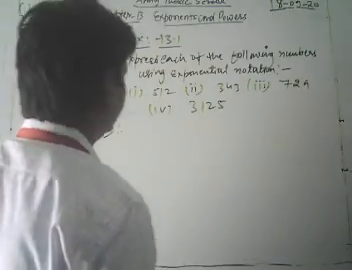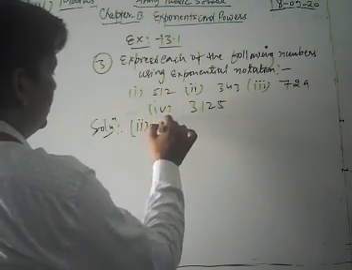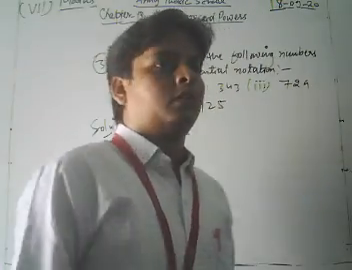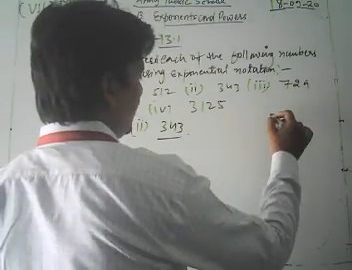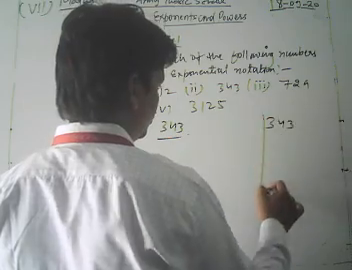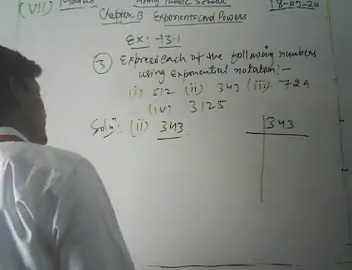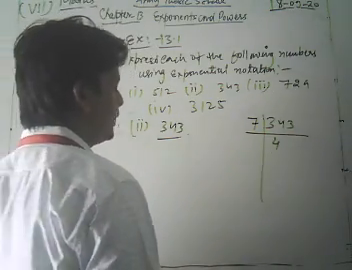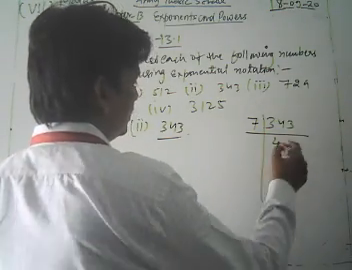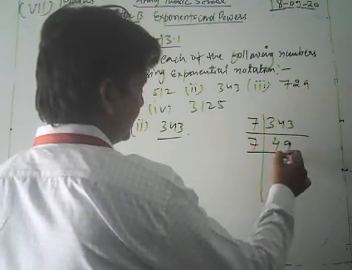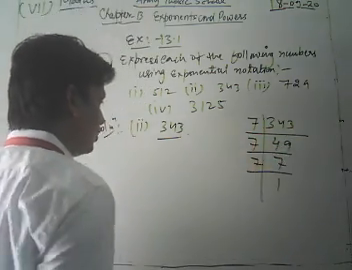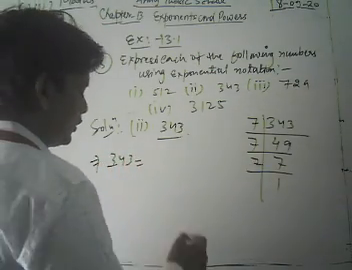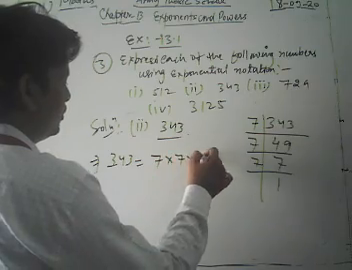Let's see. The next part of this question is 343. Look what I do. Dear friends, first we do prime factorization of 343. Divide by 7: 7 4s are 28, 7 6s are 42, 7 7s are 49. Again by 7, 7 7s are 49. Again by 7, 7 1s are 7. So we can write 343 in prime factorization form as 7 into 7 into 7.